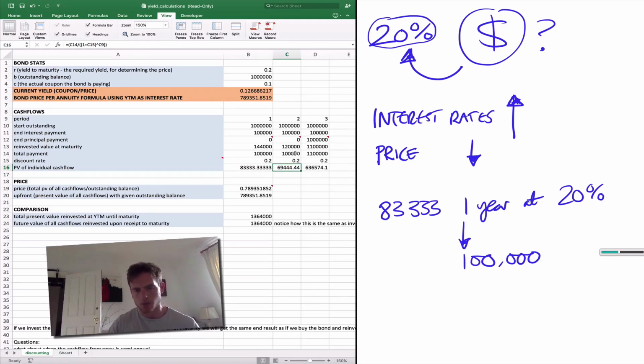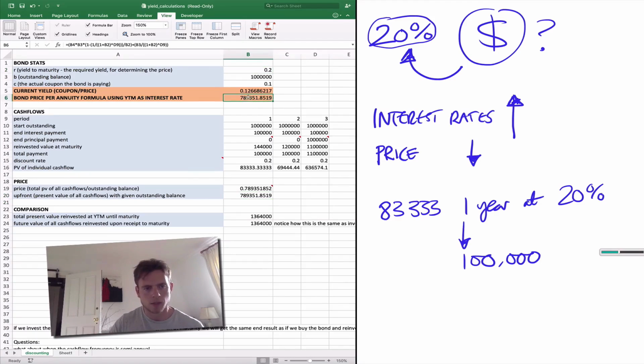Same with the second cash flow, right? We're discounting by a much higher rate because our alternative interest rate elsewhere, our opportunity cost for tying our money up in this bond, is greater now than it was before. So the present value has now dropped. And if you look at the sum of these together, it comes to 789,351, right? That's where that number comes from. So the price has gone down.